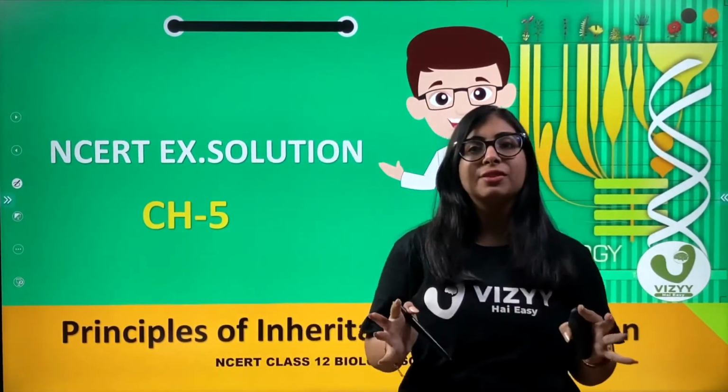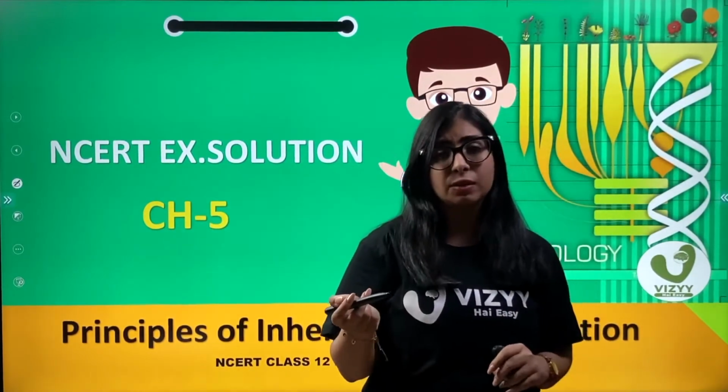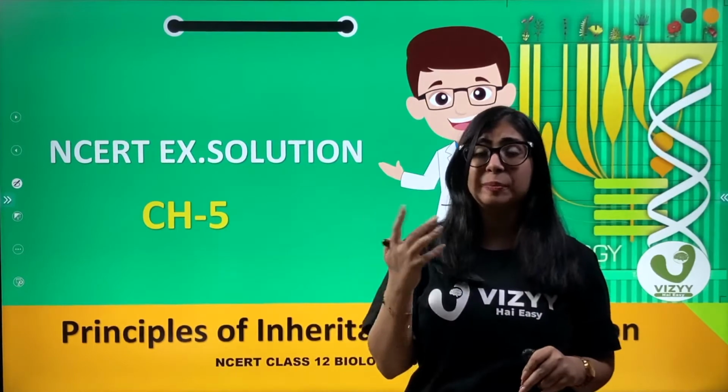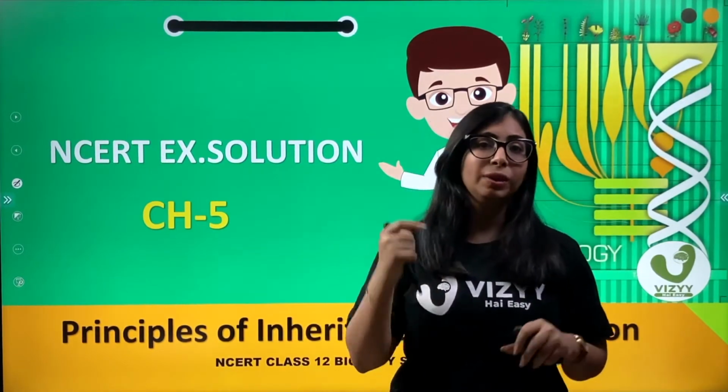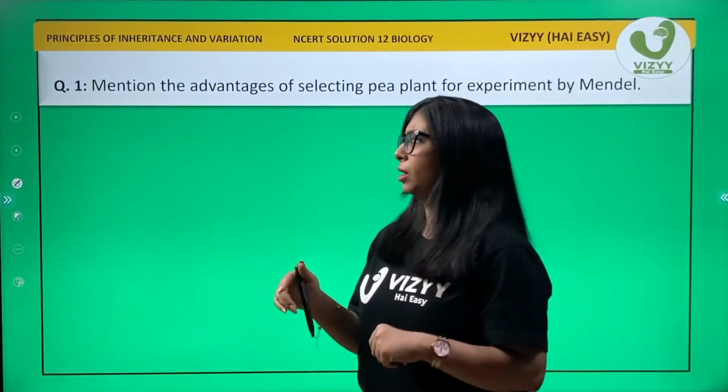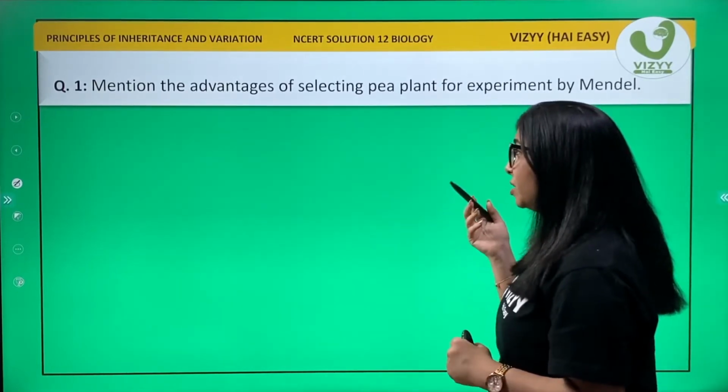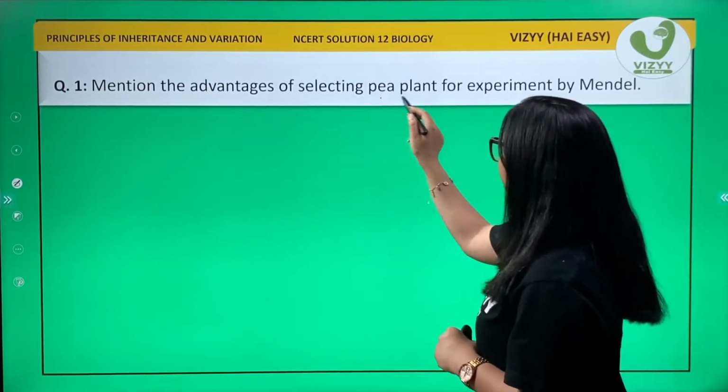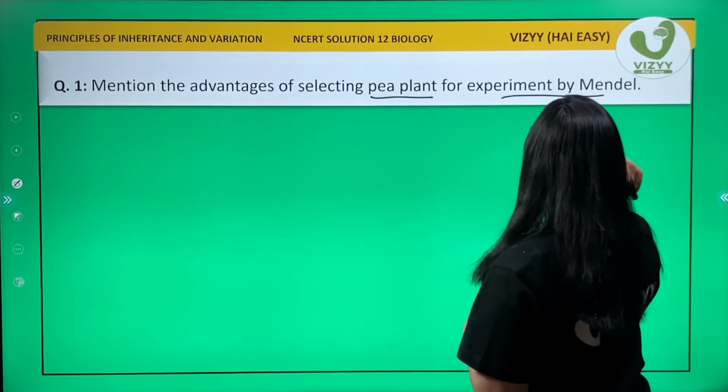So in this session we are going to discuss two things. One, how you're supposed to write an answer, and two, the explanation of a specific answer. Now, let's start with question number 1. So question 1 here says, mention the advantages of selecting pea plant for experiment by Mendel.